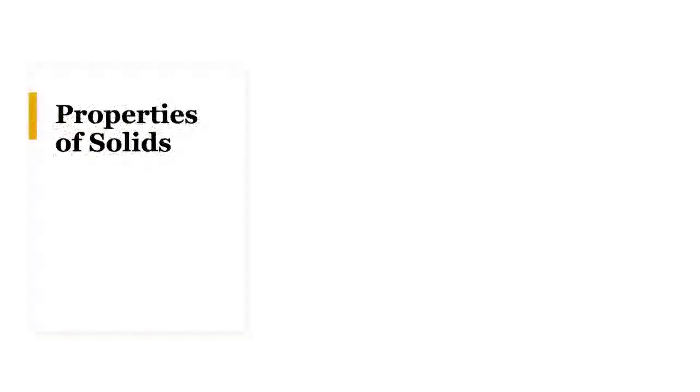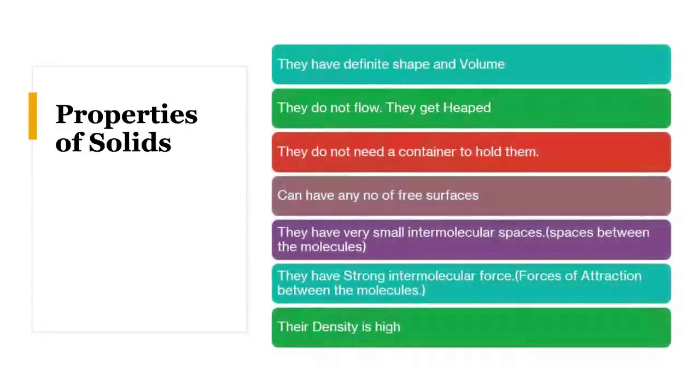Now, what are the properties of solids? They have definite shape and definite volume. They do not flow and they can be heated. They do not need a container to hold them. They can have any number of free surfaces. They have very small intermolecular spaces. Intermolecular spaces are the spaces between molecules. They have strong intermolecular forces. Intermolecular forces are forces of attraction between molecules. Their density is very high. Density is mass divided by volume.